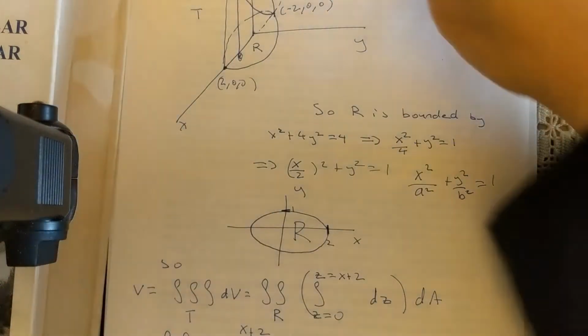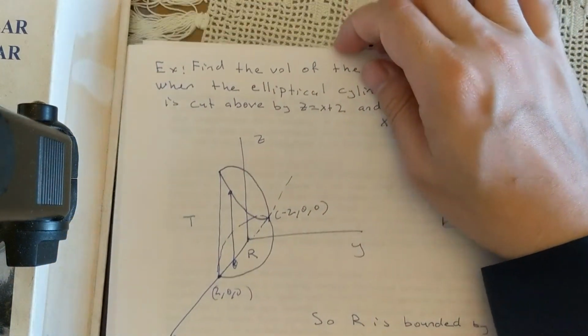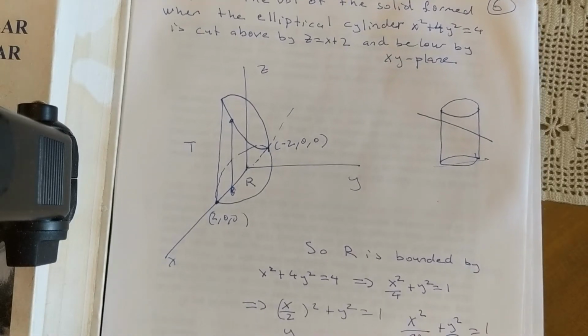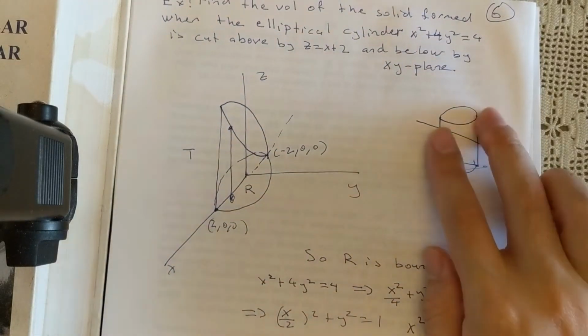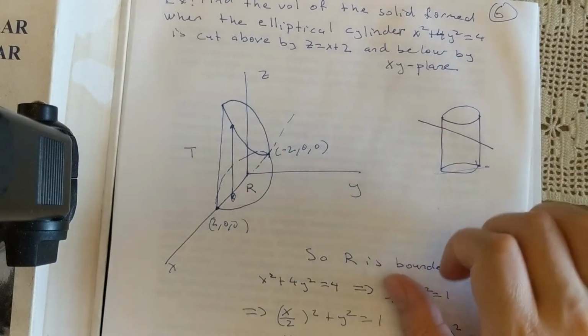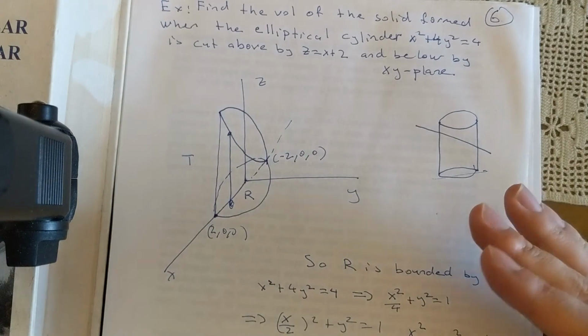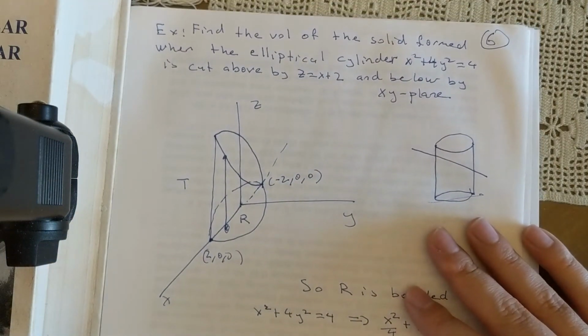Okay, now let's do a more interesting question. Let's do a harder question. Find the volume of the solid formed when the elliptical cylinder x squared plus 4y squared equals 4 is cut above by z equals x plus 2 and below by the xy plane. So I tried to draw it here. I wasn't really successful. Basically, what you have is a cylinder, right? The cylinder goes on forever, down forever and up forever. And we're cutting it by z equals x plus 2.